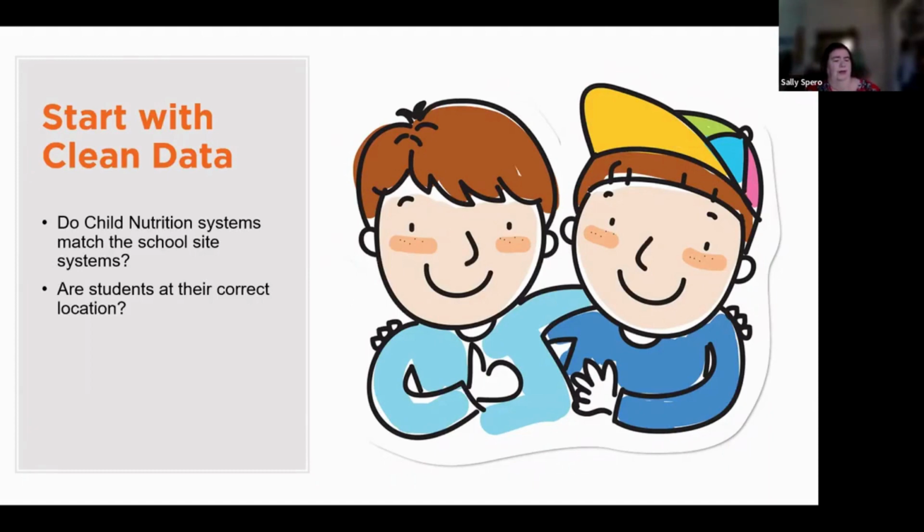So the first one you might want to look for is, are the students at their correct locations? Especially on a district-wide system, it might take a few days or even longer if a student transfers. And of course, since your ISP is depending on the students, you want to have them be at the right location.